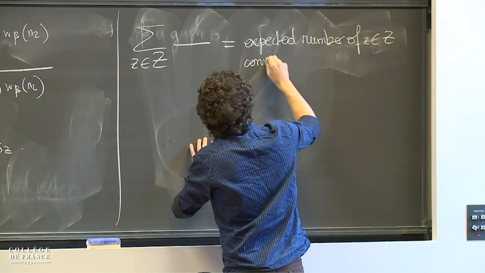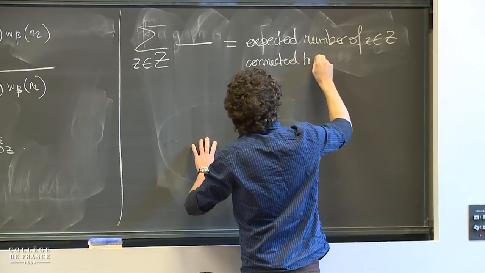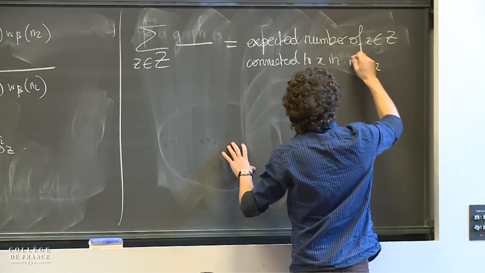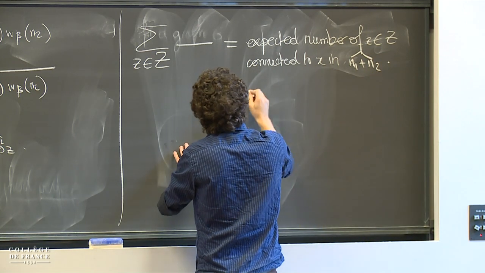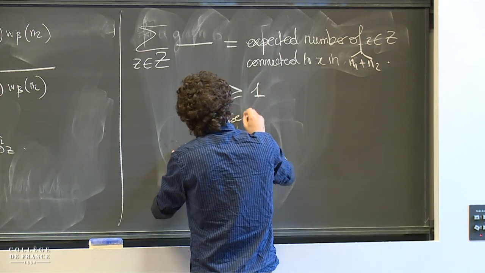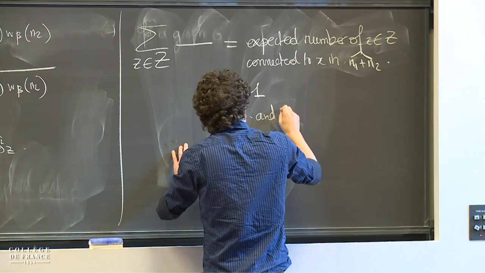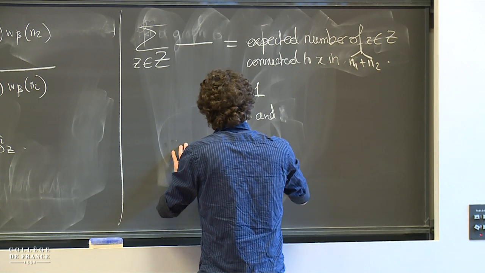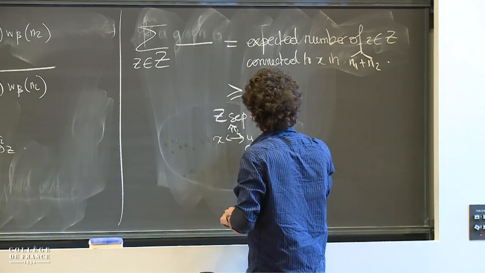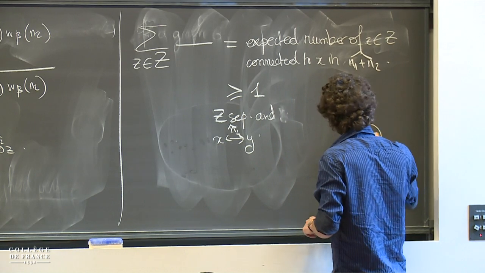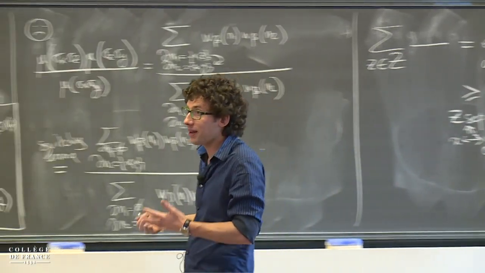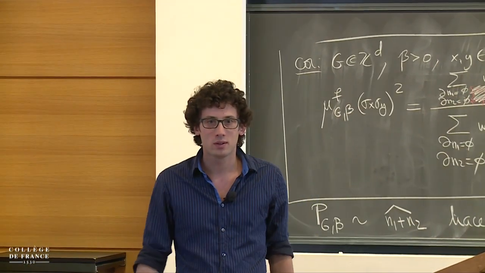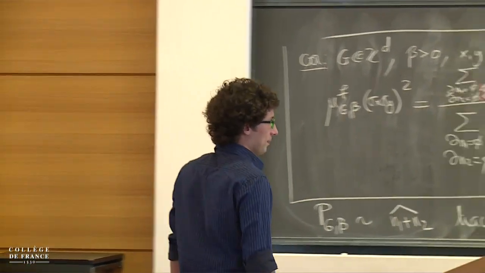Connected to X in N1 plus N2. And so this is going to be larger than 1 because Z is separating. And there is an X connected to Y in N2. So you see, it's once again just proved by observation somehow. There is nothing very deep there.